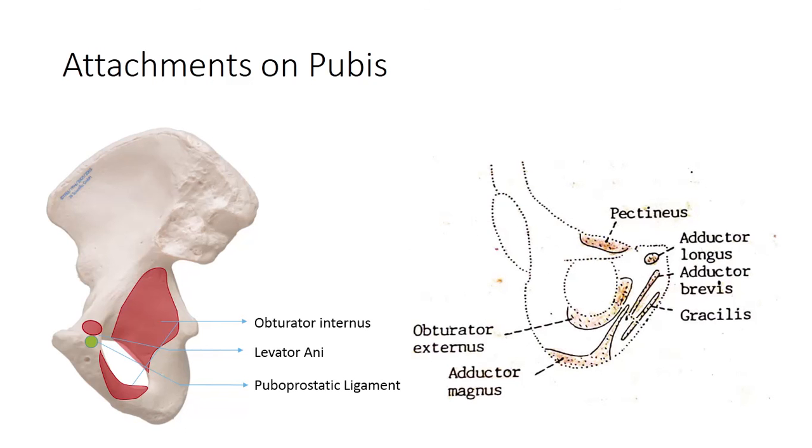Another attachment is the attachment or origin of pectineus. This is the origin of pectineus muscle, and it takes origin from pectineal surface of the ischiopubic rami plus pectineal line.